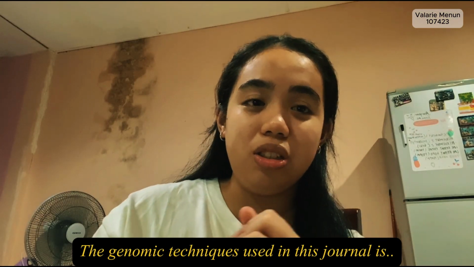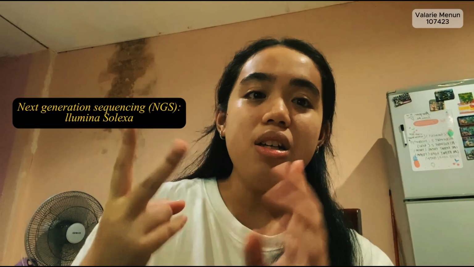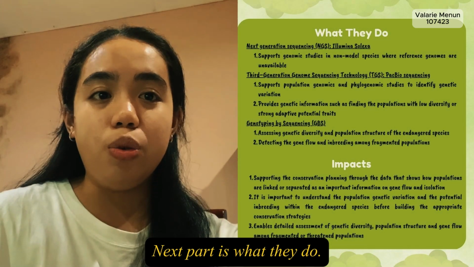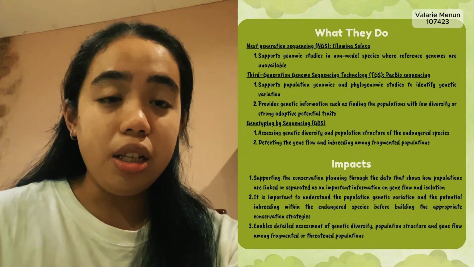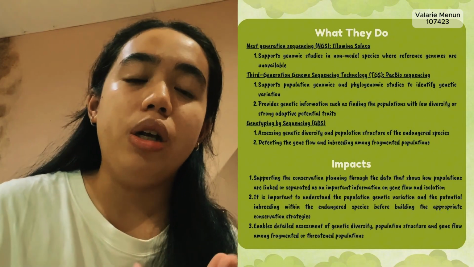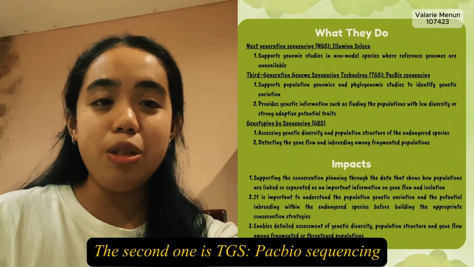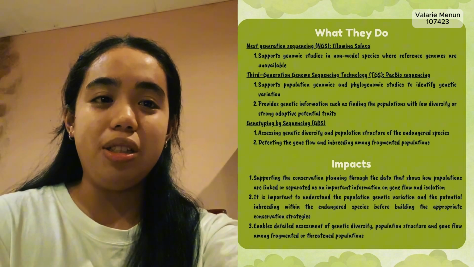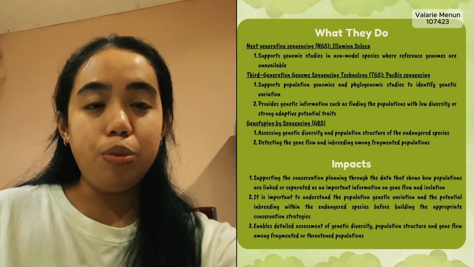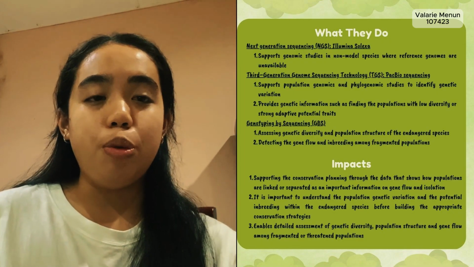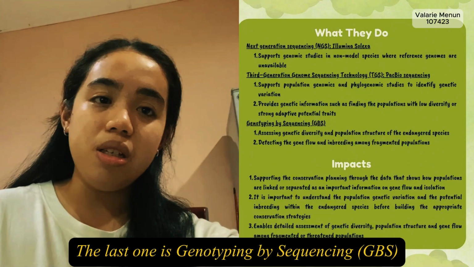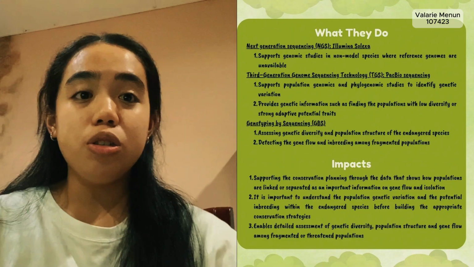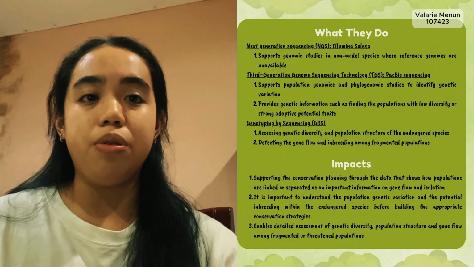The genomic techniques used in this journal are NGS, which is Illumina Solexa, TGS, which is PacBio sequencing, and the third one is GBS. Next part is what they do. The first one is NGS, which is Illumina Solexa. It supports genomic studies in non-model species where reference genomes are unavailable. TGS, which is PacBio sequencing, supports population genomic and phylogenomic studies to identify genetic variation. It provides genetic information such as finding populations with low diversity or strong adaptive potential traits. Third is GBS. This helps in assessing the genetic diversity and population structure of endangered species. It also helps in detecting gene flow and inbreeding among fragmented populations.